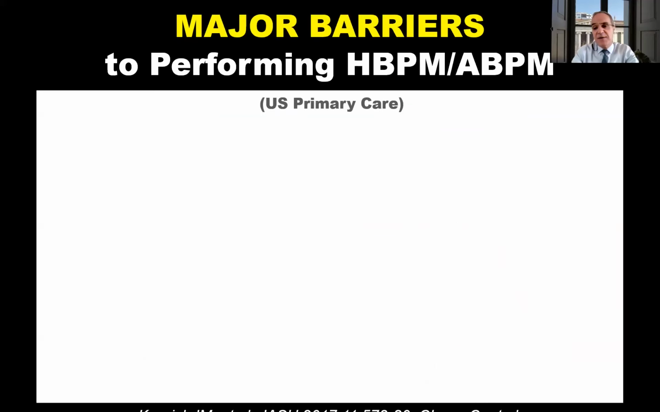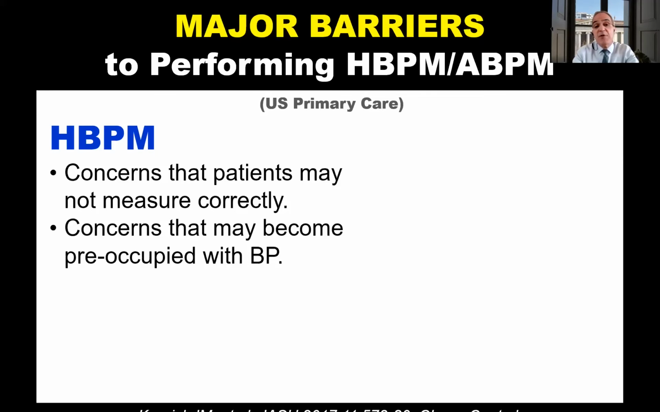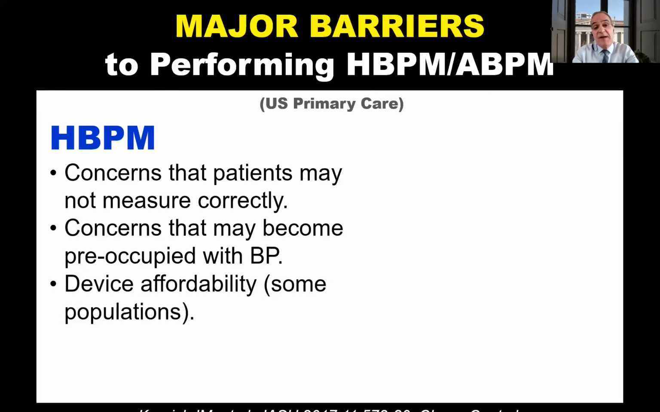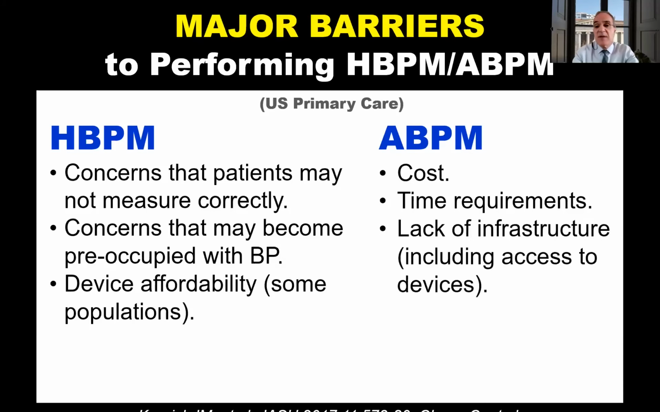But there are barriers for using these methods in clinical practice. For home measurements, there are concerns, and these are data from the United States. It's important to say which country it is. They say that they have concerns that patients may not measure correctly, or may become preoccupied with blood pressure. Device affordability is a problem even in the US in some settings. For ambulatory monitoring, the cost is an issue, even in the United States. The time required by the physician, the lack of infrastructure, and the low reimbursement of these devices.